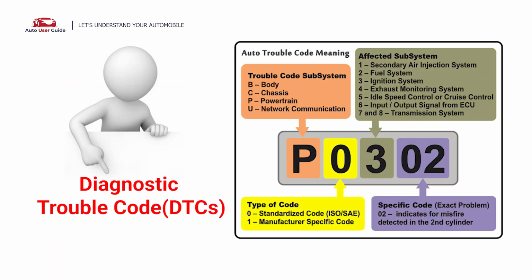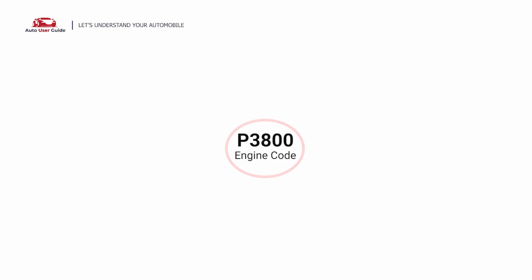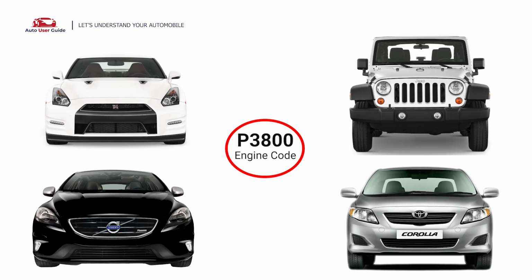Each DTC code corresponds to a specific issue in your vehicle. This error code is not universal. Because this code is a manufacturer-specific code, indicated by the P3 sequence, its meaning differs significantly depending on the vehicle's make and model. It is commonly found in Toyota, Volvo, Nissan, and Jeep.